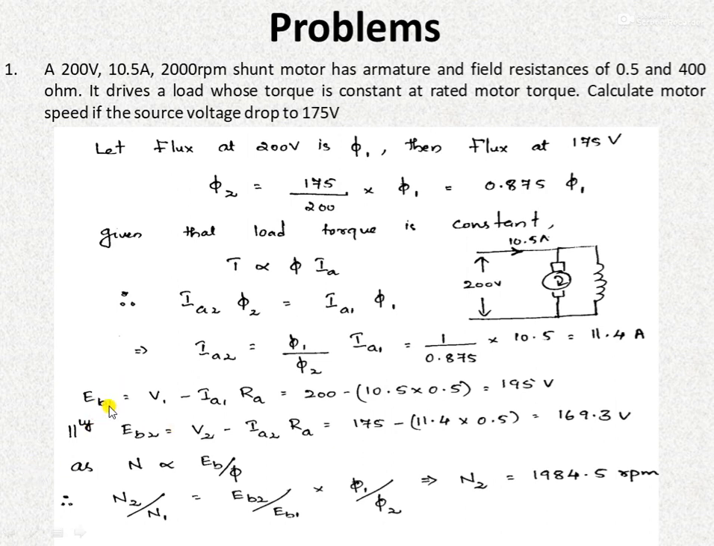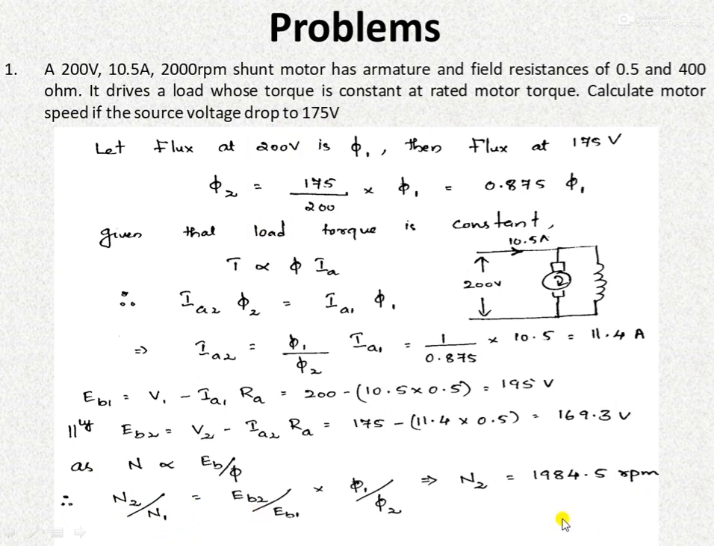Eb1 can be found from the standard voltage relation as V1 minus Ia1 Ra. All these term values are already known to us. We have already determined some of them, and some of the values were given in the problem itself. In the same manner, we can find the value of Eb2 also. Once we know the values of Eb1 and Eb2, we can easily calculate the value of N2, that is the corresponding speed at 175 volt supply.